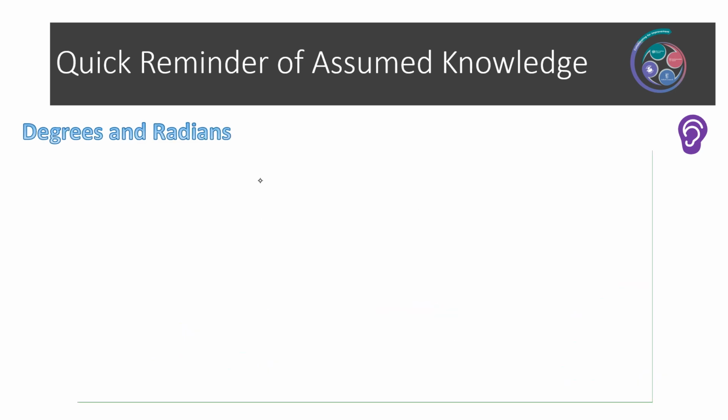Okay, so we know from previous work that 180 degrees is equal to pi radians.